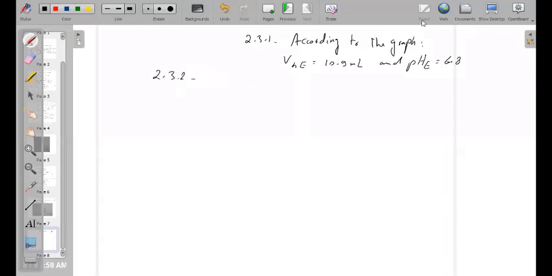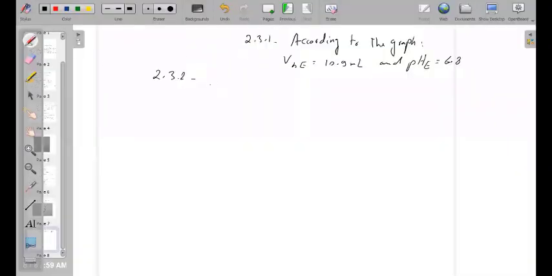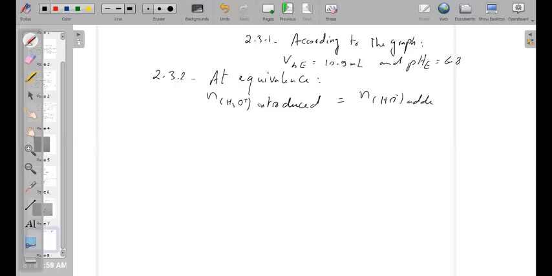2.2 The concentration of solution SA. Always, when it asks for the concentration of the solution, we work at equivalence. At equivalence, the number of mole of H3O+ introduced equals the number of mole of HO- added, introduced to the beaker.